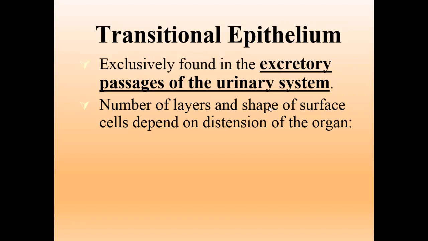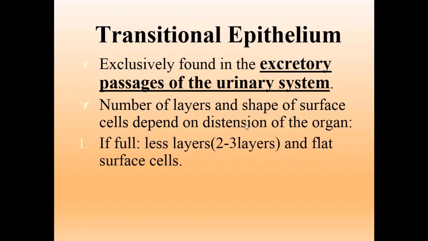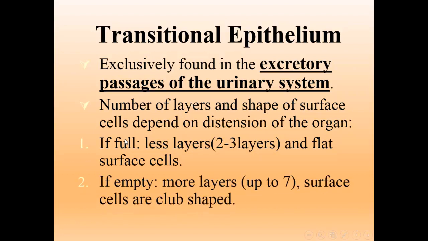The distension will be over. What happens to the layers? They will increase. Okay, so usually if the urinary bladder is full, you will get fewer layers, 2 to 3, and you will get flat surface cells. If the bladder is empty, you will get more layers, which is the true number of layers, up to 7, and the surface cells will be club or cuboidal in shape.